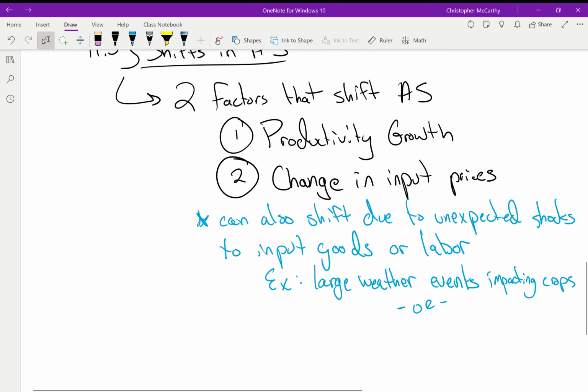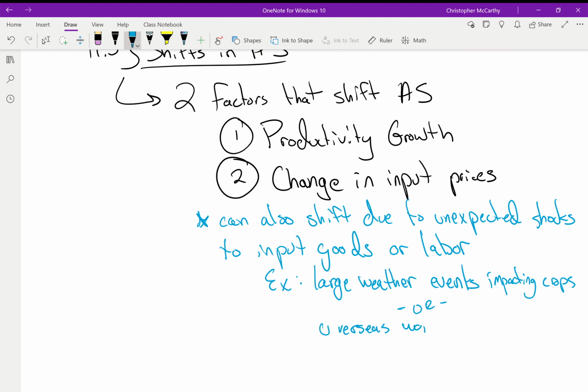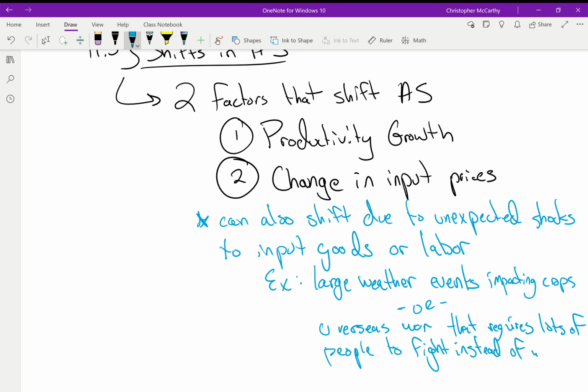Or an overseas war that requires lots of people to fight instead of work. Or not even an overseas war, right? We can look to Ukraine. A domestic war can significantly shift your aggregate supply curve inwards in a negative fashion, right?